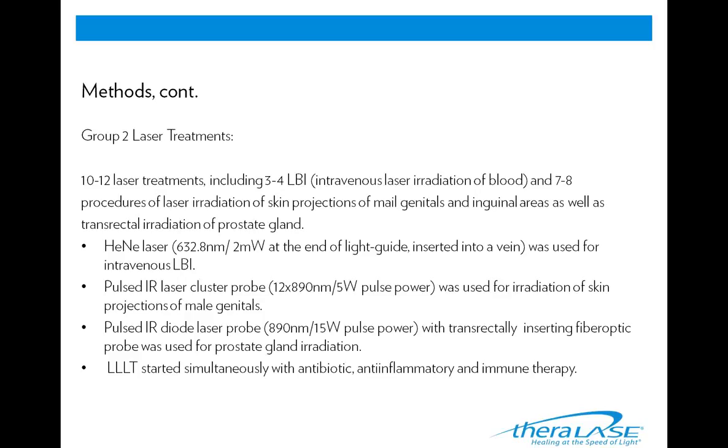They used a Hemi laser, 632 nanometer, 2 milliwatt, at the end of a light guide inserted into a vein. They used a pulsed infrared laser cluster probe, also 890 nanometer with 12 lasers on it, and that was used for irradiation of skin projections, so externally. Next, they used a pulsed infrared diode laser probe, 890 nanometer, and this was the one that they used internally, transrectally. And they also used medication as well, so it was laser plus medication.